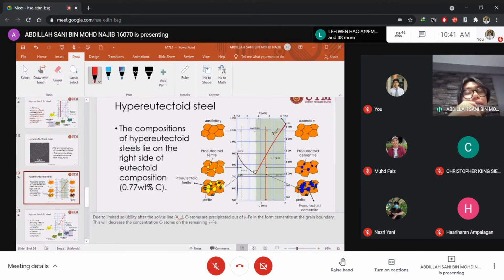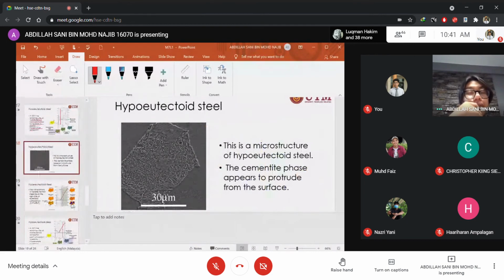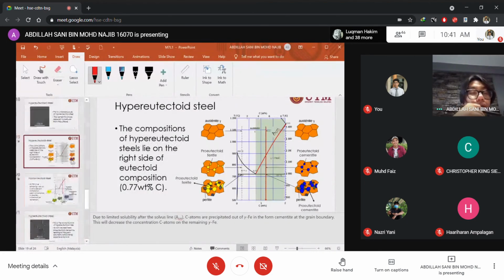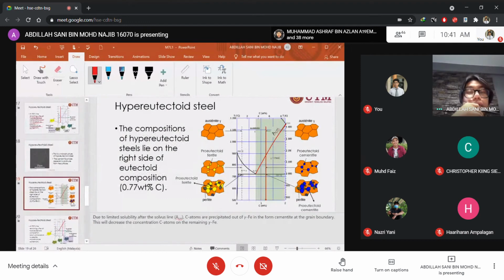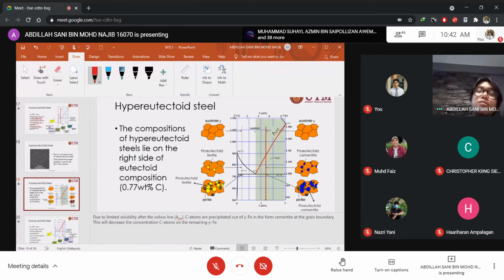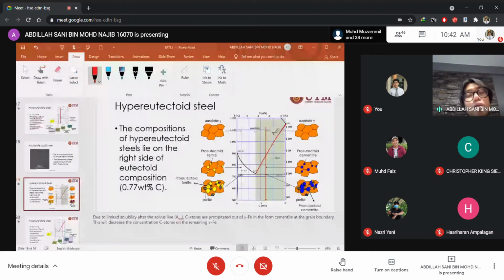Okay, then we go to the hypereutectoid. Hypereutectoid means the amount of carbon is more than the eutectoid. Eutectoid is fixed, like I said, never changes. So we have more carbon.